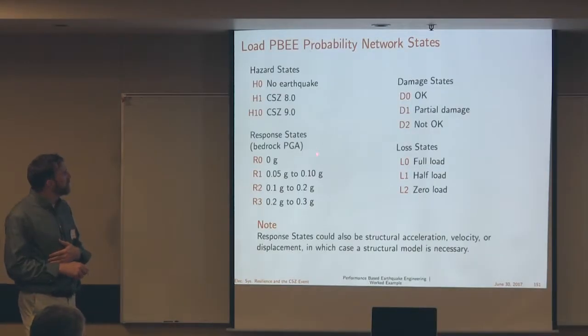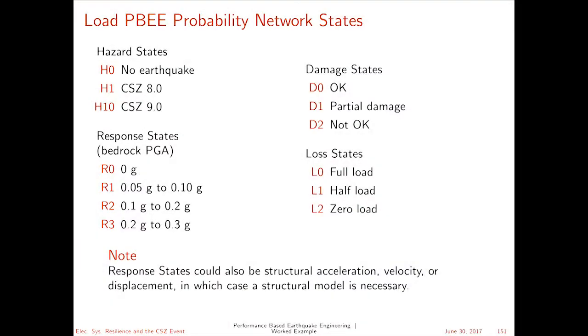So what are those? Hazard state 0, no earthquake. Hazard state 1, Cascadia 8. Hazard state 10, Cascadia 9. My response states: response state 0 is no PGA, nothing, no excitation of that system at all. Response state 1 is 0.05 to 0.1. Response state 2 is 0.1 to 0.2. And response state 3 is 0.2 to 0.3. So 4 levels of PGA excitation, 1 zero state and 3 others. Damage states: okay, partial damage, not okay. 0 is fine, 1 is partially damaged, and 2 is completely damaged.